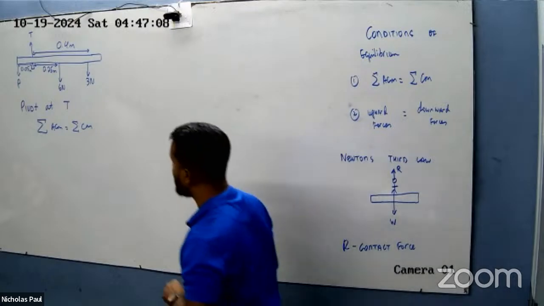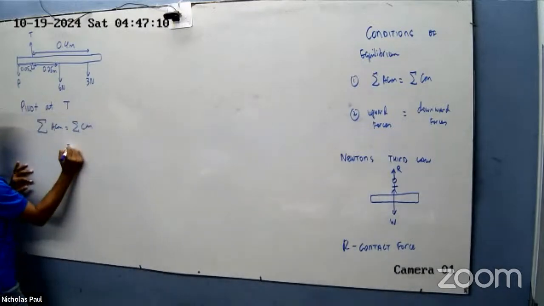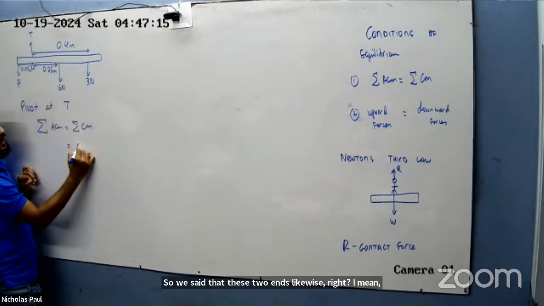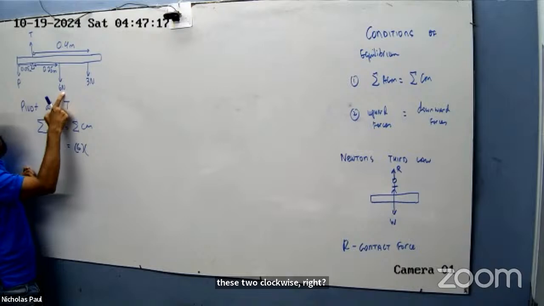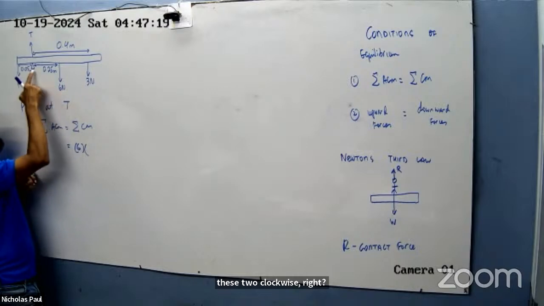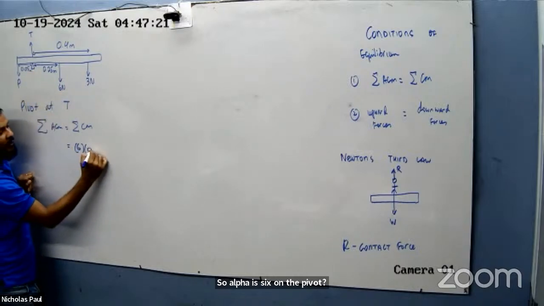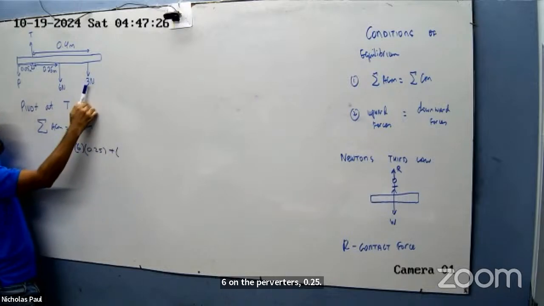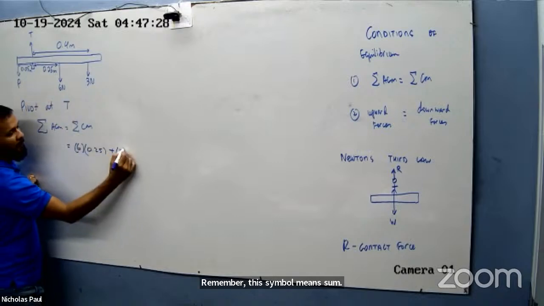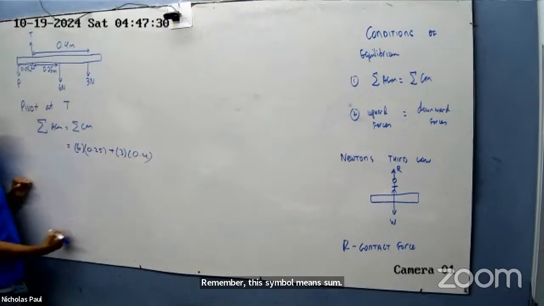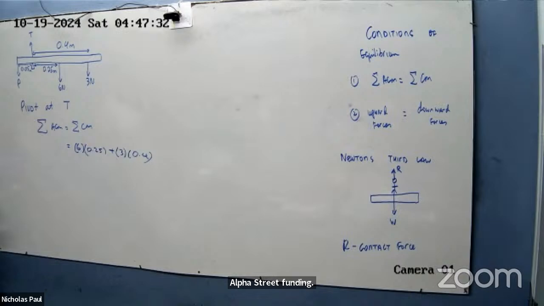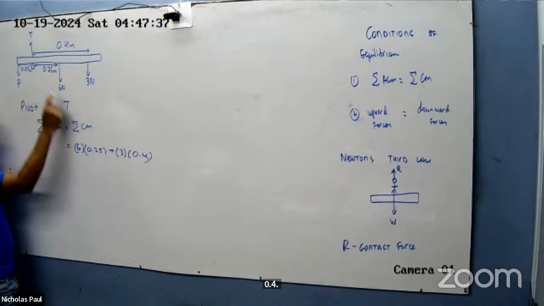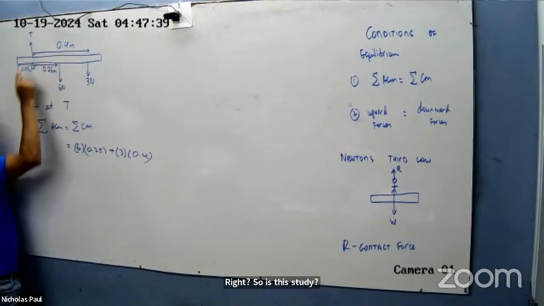Work it out. So we said that these two are anti-clockwise, I mean, these two are clockwise, right? So how far is 6 from the pivot? 6 from the pivot is 0.25. Remember, this symbol means sum. How far is 3 from the pivot? 0.4. Right? So it's this by this plus this by this.